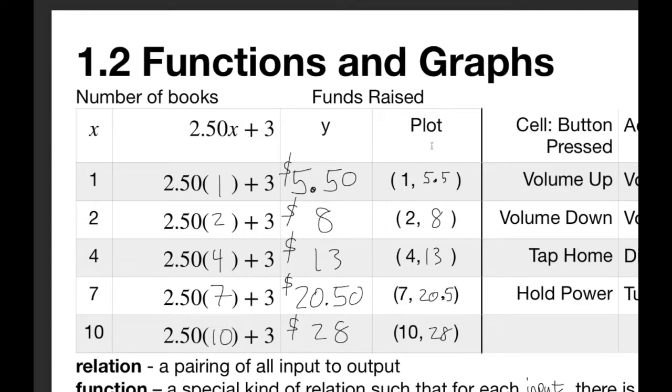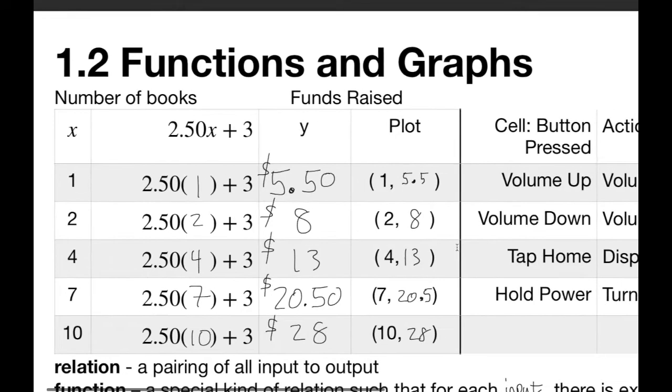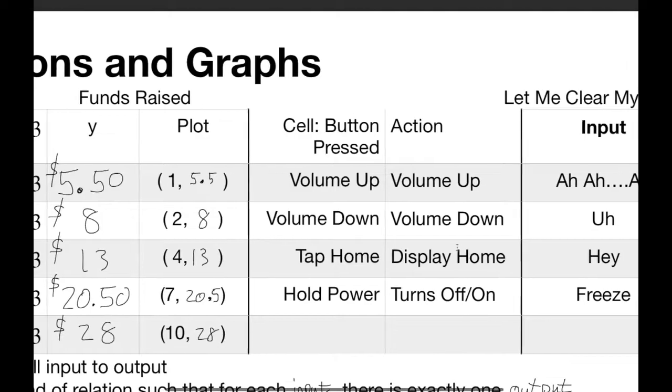You could even plot that on a graph if you wanted to. If someone bought 2 books, then that would be 2 times 2.50 plus 3, which is $8. And so the input is 2, the output would be 8. If the input is 4, then this is 4 times 2.50, and this function would yield $13 as your output. You could write that as input 4, output 13. Input 7, output $20.50. Input 10, output $28. And you get the idea. There it is. You can also think of functions in another way.